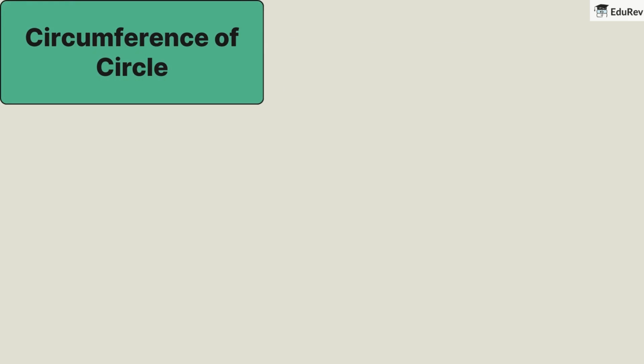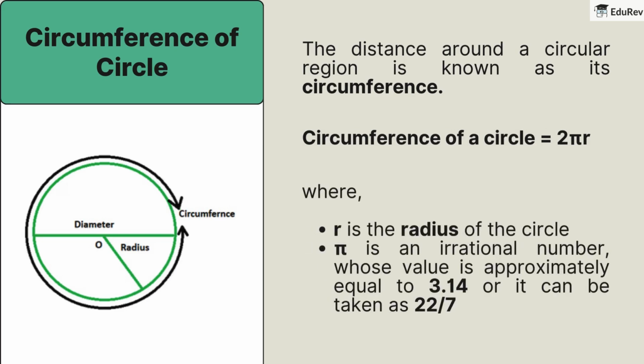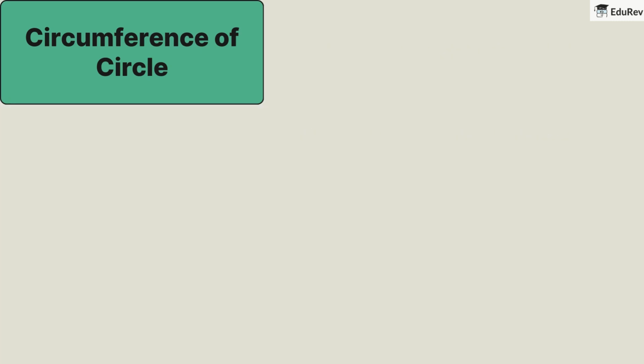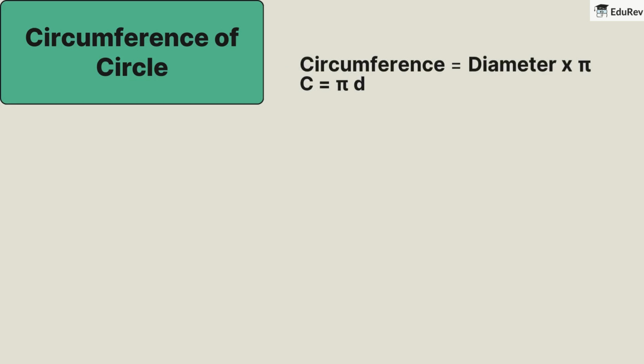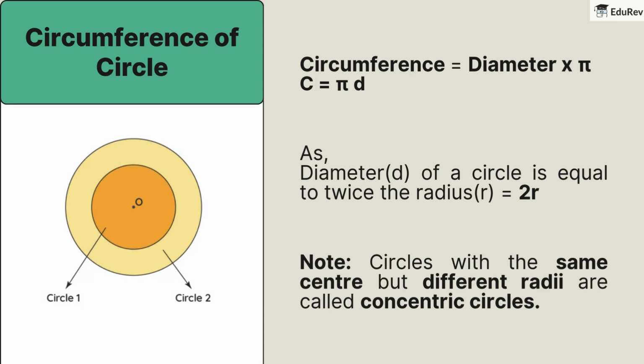Next, we'll talk about the circumference of a circle. The distance around a circular region is known as its circumference. The formula for the circumference of a circle is 2 pi r, where r is the radius of the circle, and pi is an irrational number, approximately equal to 3.14, or it can be taken as 22 divided by 7. We can also write circumference is equal to diameter multiplied by pi, as diameter is equal to twice the radius. Note, circles with the same center but different radii are called concentric circles.